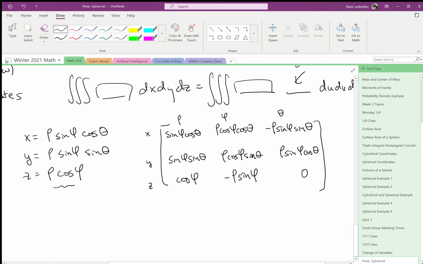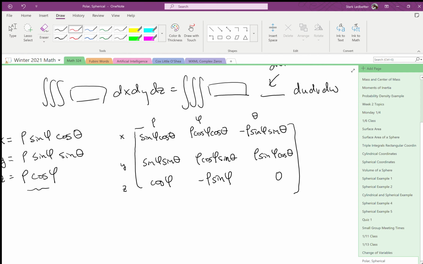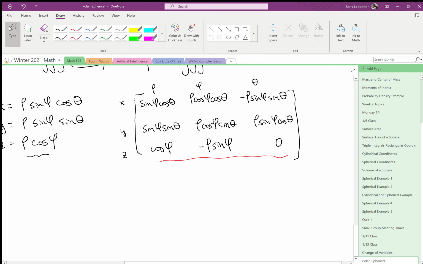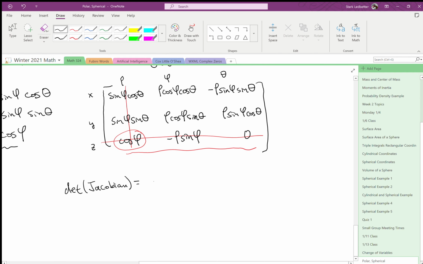Okay, so the reason I said you could expand along any row and column is there's some pretty clear choices for what would be easier. I would either go third row or third column. So let's do third row. I think that's going to be the easiest. So we'll take that entry, cross out the row and column. So we're going to get, I'll just write determinant of Jacobian is cosine phi multiplied by the determinant of that 2 by 2 matrix.